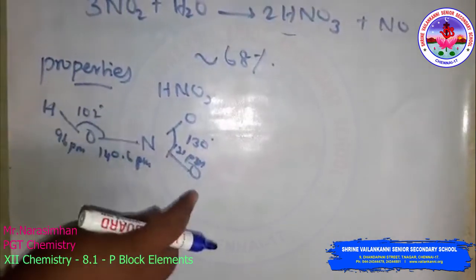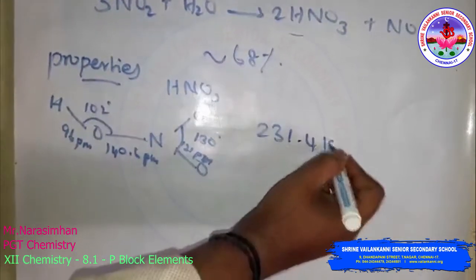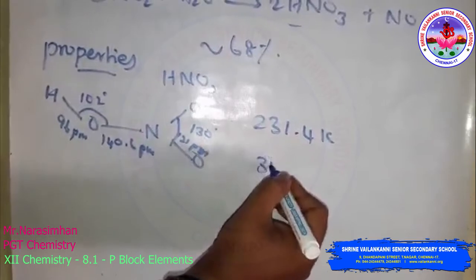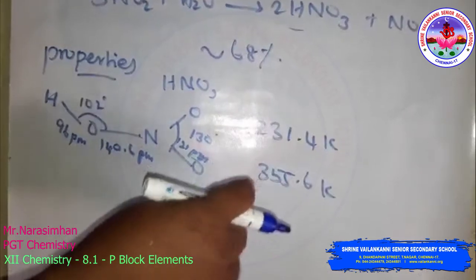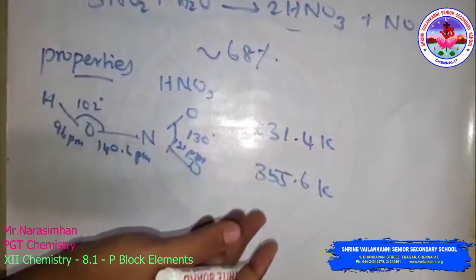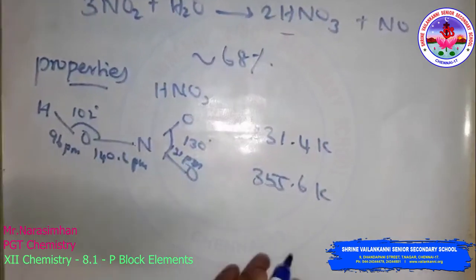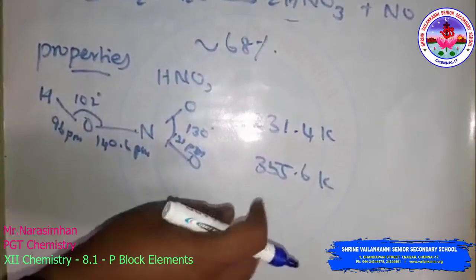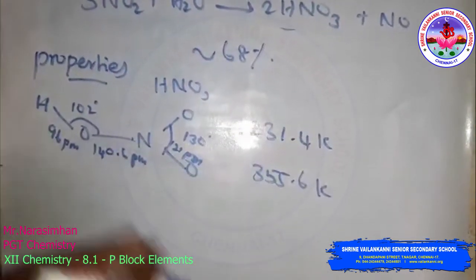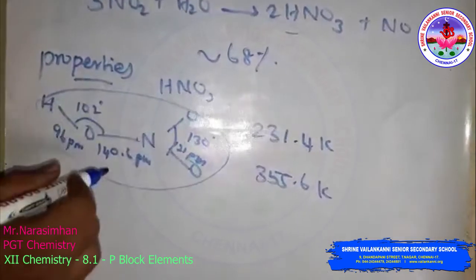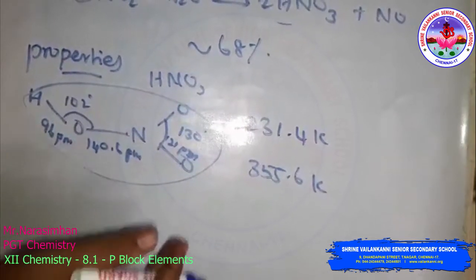This is a colorless liquid. The freezing point is 231.4 Kelvin and the boiling point is 355.6 Kelvin. Laboratory grade nitric acid contains 68% nitric acid by mass, and the specific gravity is 1.504. The gaseous nitric acid exists as a planar molecule with this structure. See here the planar molecular structure. Nitric acid behaves as a strong acid, giving hydronium and nitrate ions.